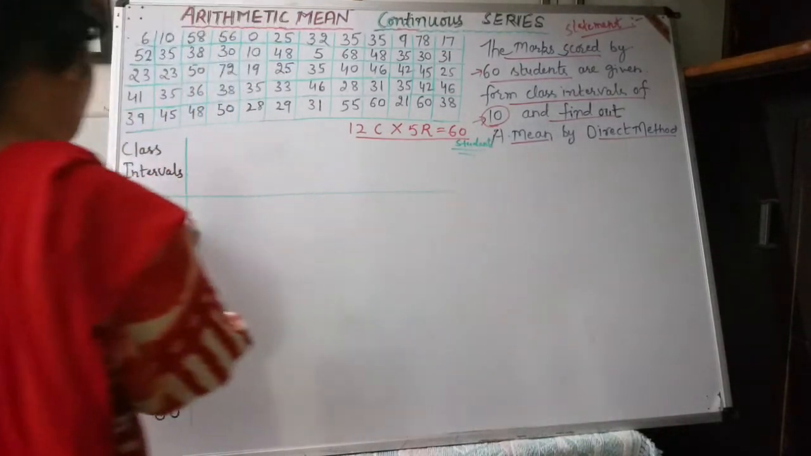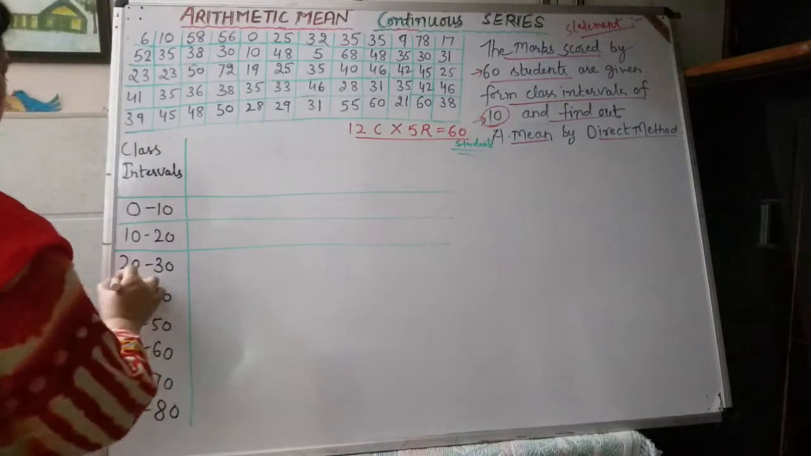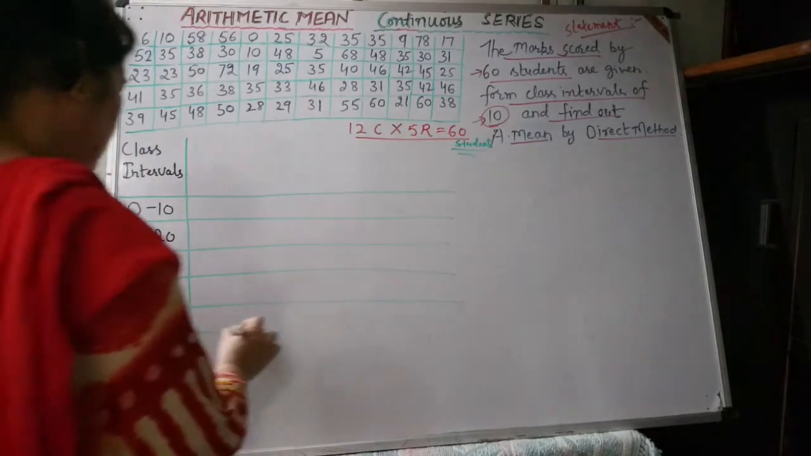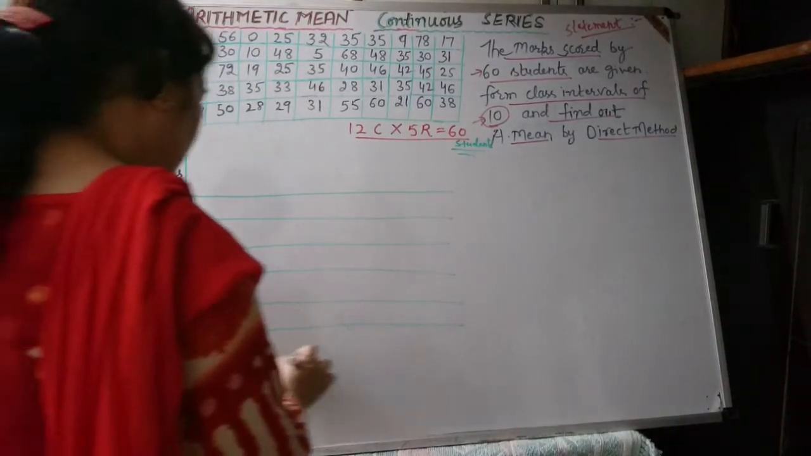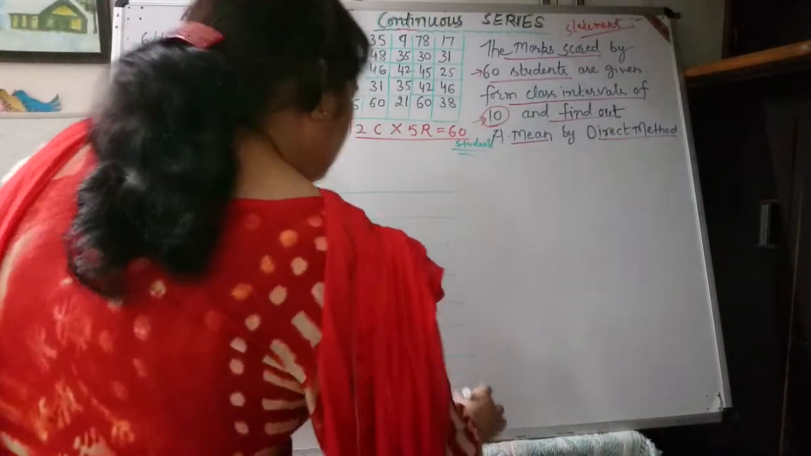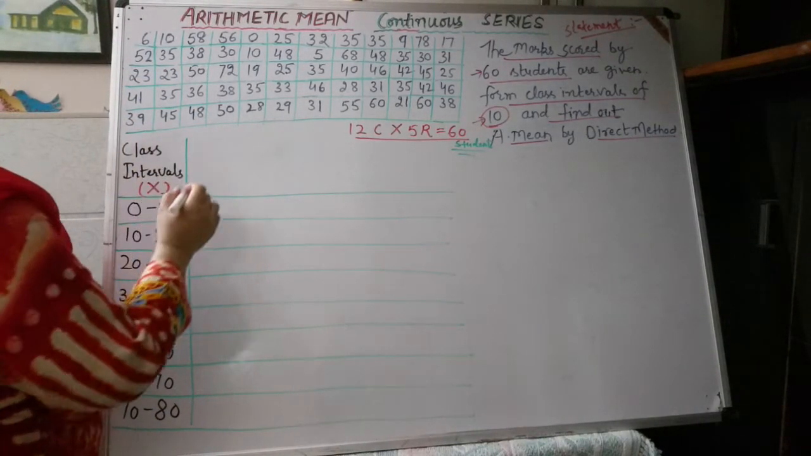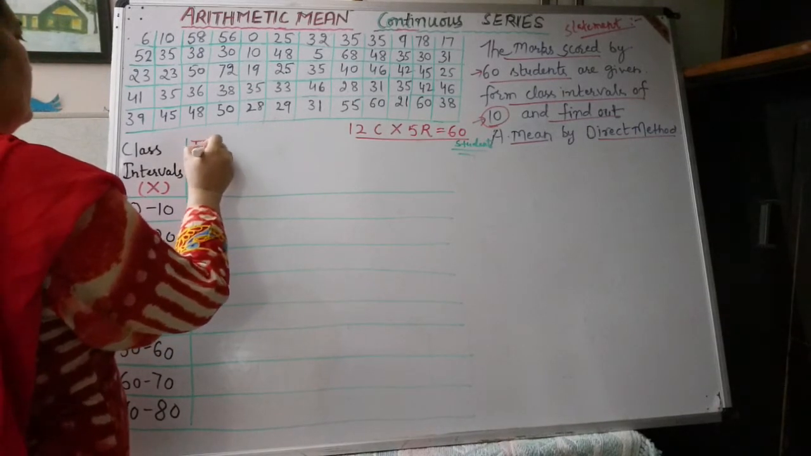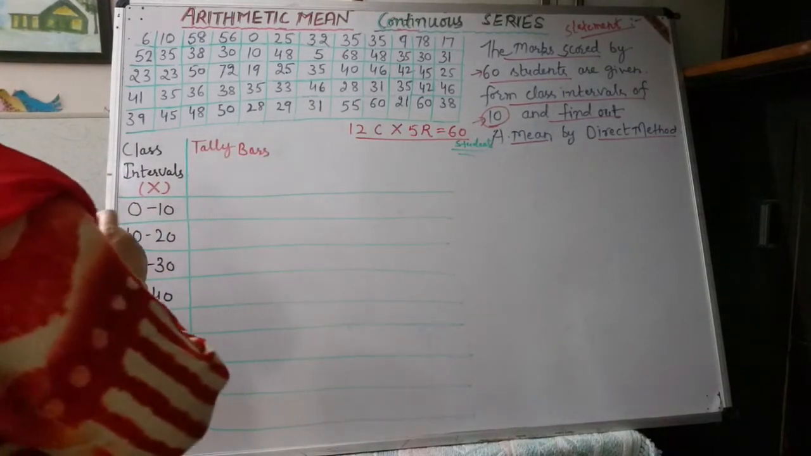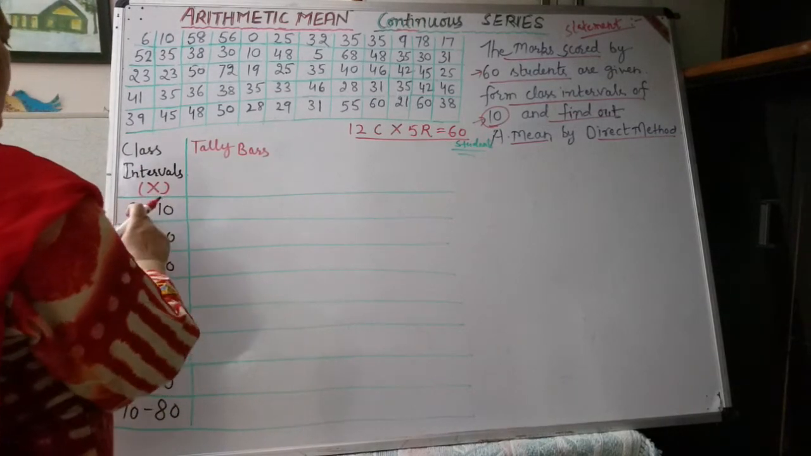And now we have to prepare the next step. Do you know what will be the next step? Yes, we have to prepare tally bars. You have already prepared these tally bars in your previous classes. We will cut the value from above and prepare a tally bar against each class interval.